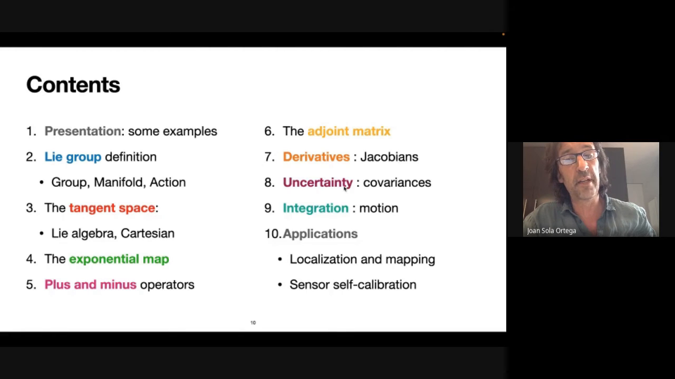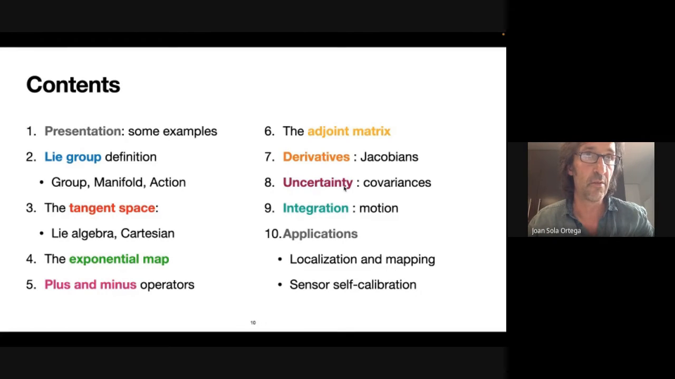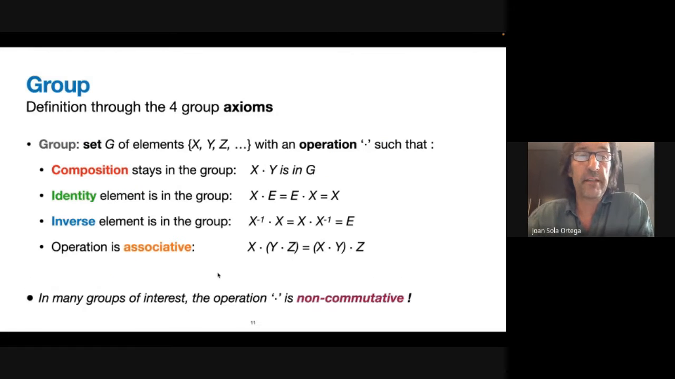Then we will talk about uncertainty, how to define uncertainty for elements such as a 3D rotation matrix. Okay, what is the uncertainty? How can I express an error in this rotation matrix? Then integration, how to integrate motion. For example, you have small velocities and you want to integrate them into a particular trajectory. And we will end up with a couple of applications. And I hope we have time to do everything. I think so. So let's start.